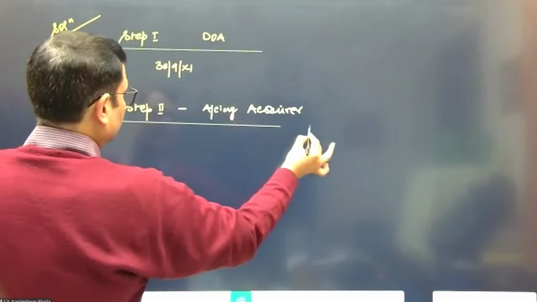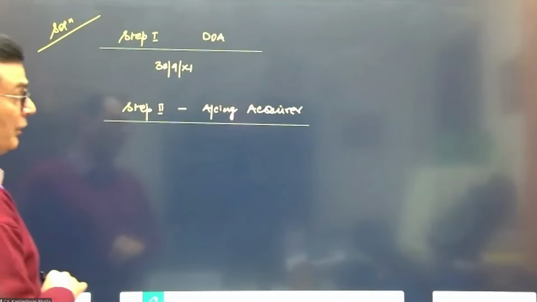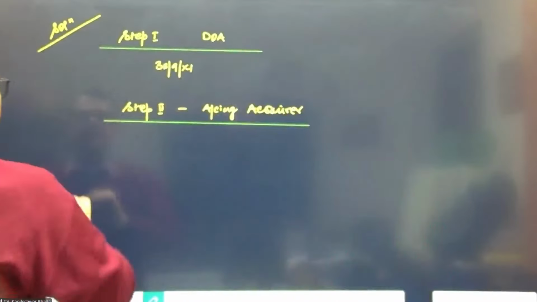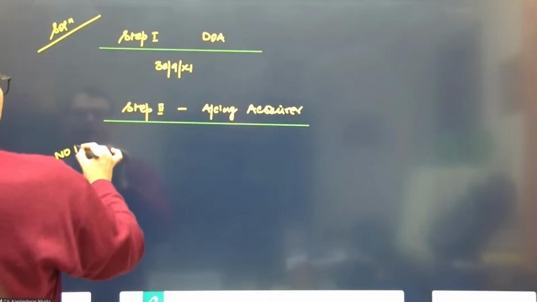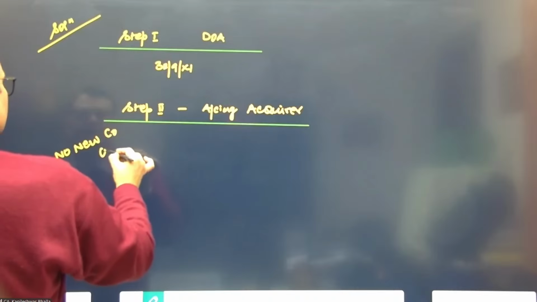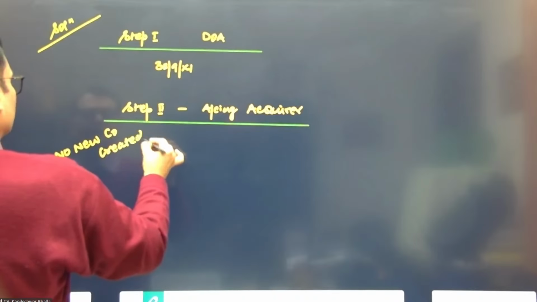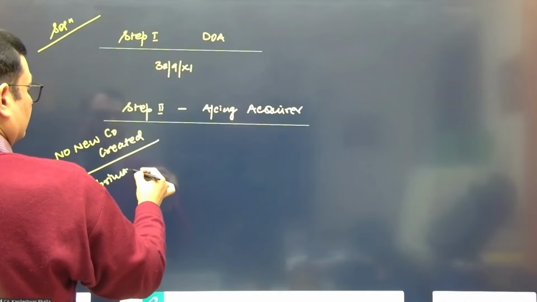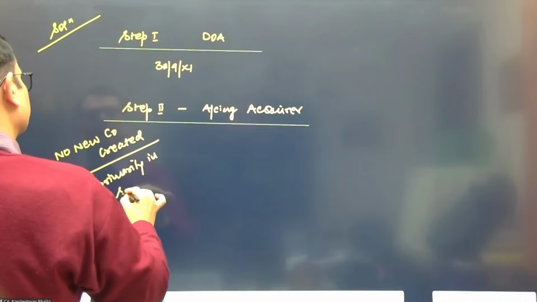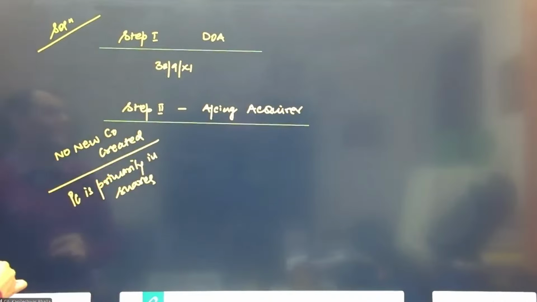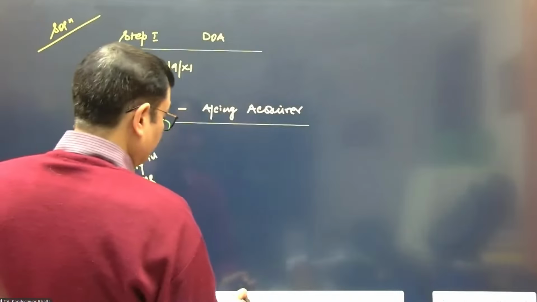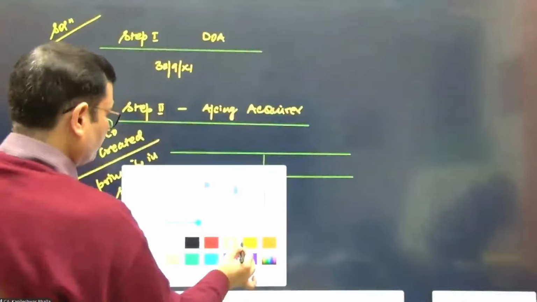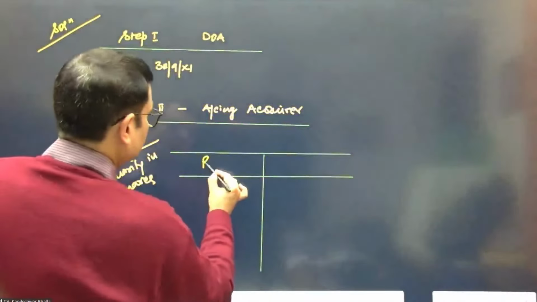Just to get the focus points clear, is there a new entity created? No. The consideration is primarily shares? Yes. So we need to get the percentages. So we can say no new company is created and the PC is primarily in shares, so we need to do the workings, comparing the pre and the post business combination entries, percentages.